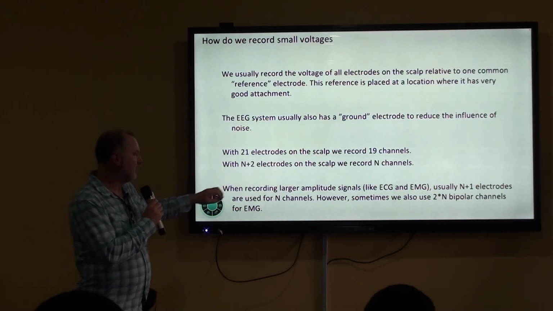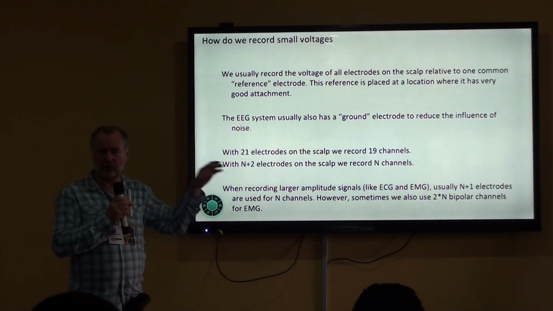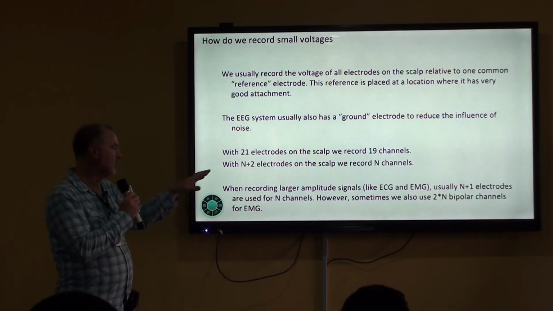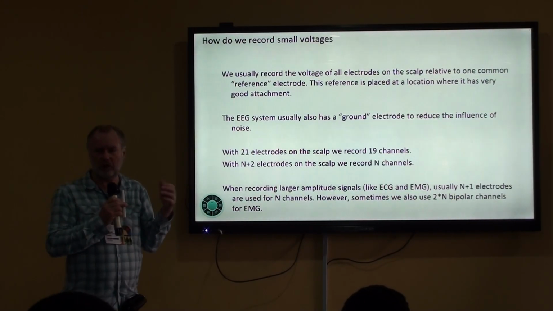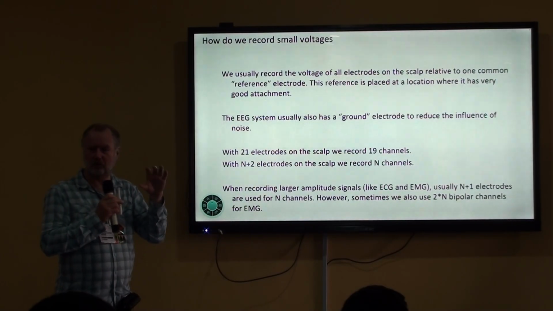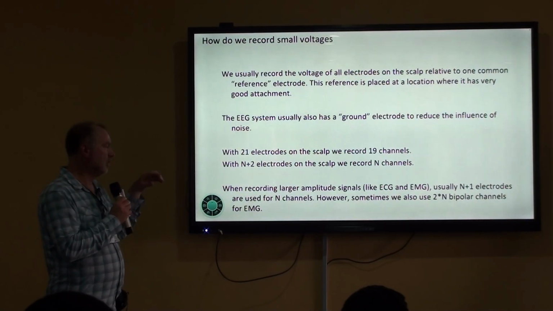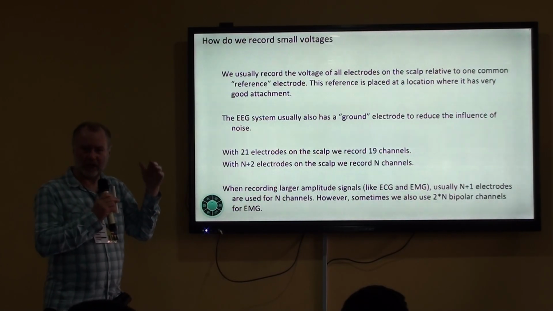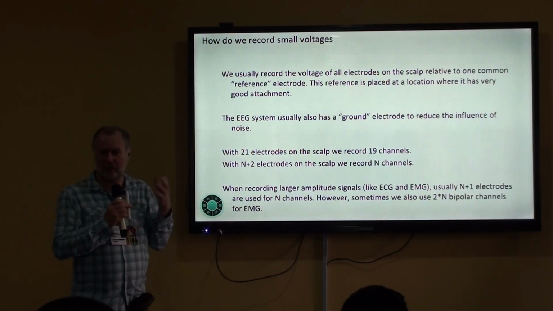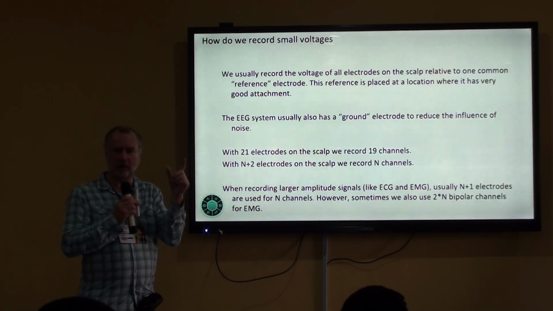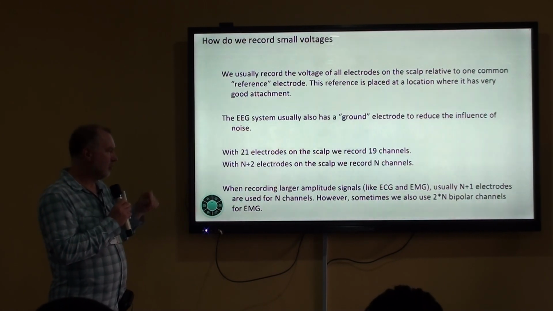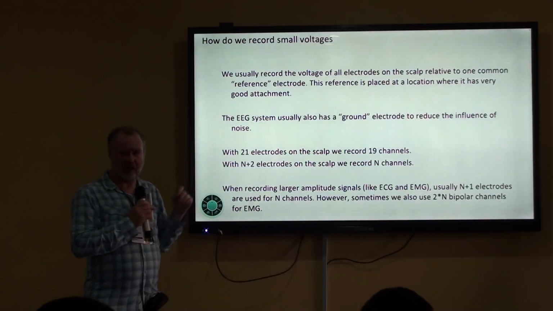If we record larger amplitude signals, such as electrocardiogram from the heart and electromyogram from the muscles, then usually we don't have to worry so much about the noise, because these voltages are much larger. And then often n+1 electrodes are used to record n channels. So that means that if we want to record one channel, we have 2 electrodes. But sometimes we also use 2 times n electrodes.